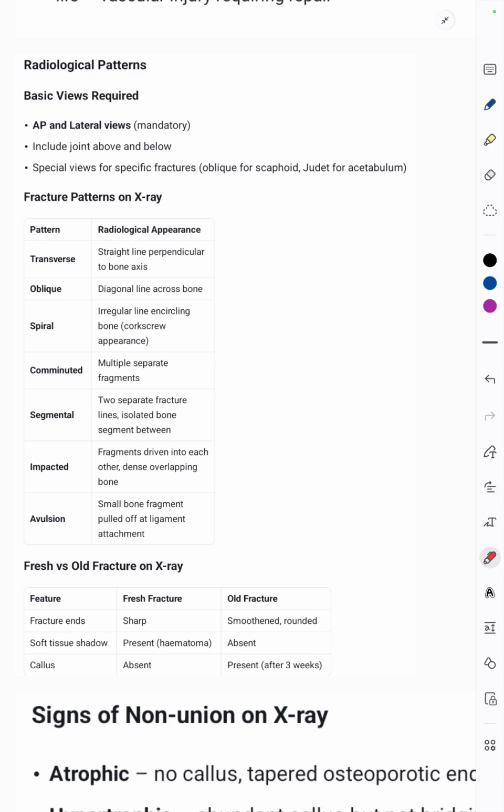The transverse pattern means a straight line perpendicular to the bone axis is seen in a transverse fracture. In an oblique fracture, an oblique line is seen diagonally across the bone. In a twisting injury, there is a spiral fracture, where we can have a corkscrew appearance. Multiple segments can be seen in a comminuted fracture. In a segmental fracture, you can see two separate fracture lines and an isolated bone segment in between. In impacted fractures, the fracture segments are driven into each other, because of which sometimes they will not be visible. In avulsion, a small bone fragment is pulled off by either a ligament or a tendon.